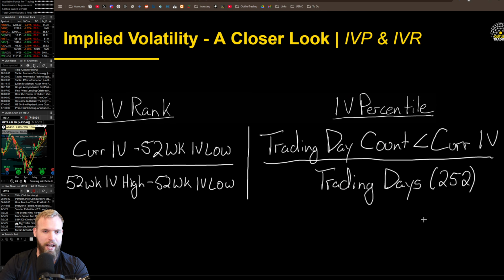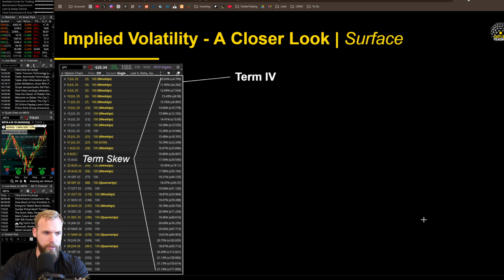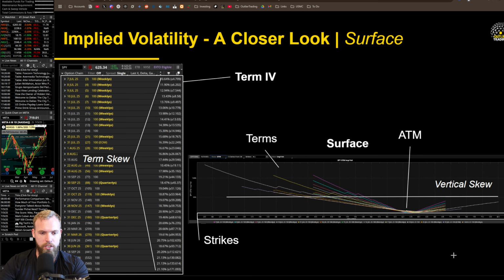Okay, so we have IVP, IVR. Let's talk a little bit about the surface now. We already talked about the different types of vol. When we talk about the implied volatility surface, this is it. It's literally just taking the volatility for the individual options, the strikes. It's taking the volatility across different time frames and it's comparing them all.